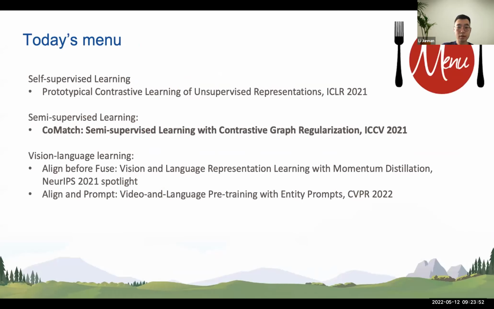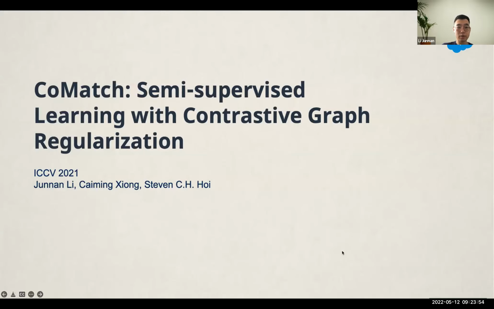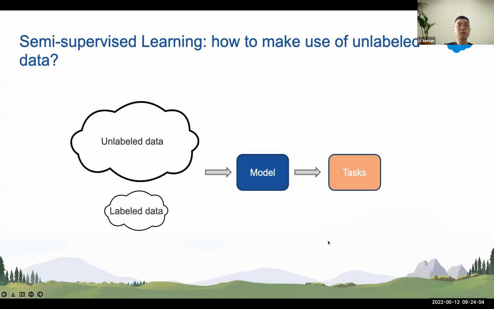Okay, so the second paper I'll talk about is this co-match, which is a semi-supervised learning work. So what is different from self-supervised learning compared to semi-supervised learning? The only difference is that now we not only have a large amount of unlabeled data, but we also have a small amount of labeled data. And we can use this to train our model. So the question is, of course, how to make use of unlabeled data, given that now we have some labeled data.